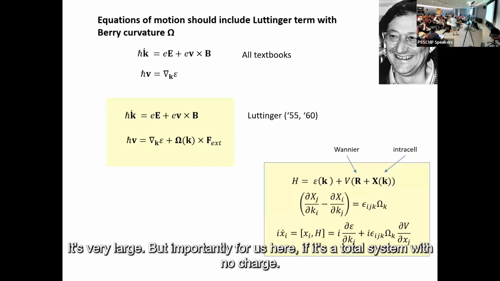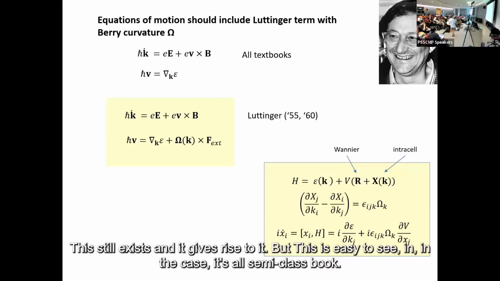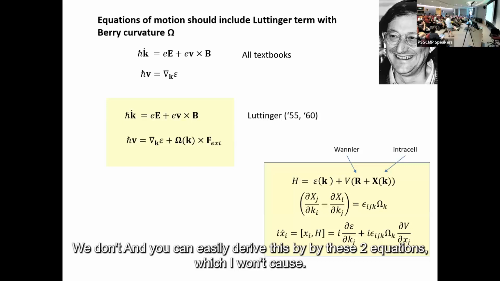But importantly for us here, if it's a thermal system with no charge, this still exists, and it gives rise to a thermal Hall effect. This is easy to see, and I've indicated here how. This is not quantized. It's all semi-classical. And you can easily derive this starting from these two equations, which I won't pause on.